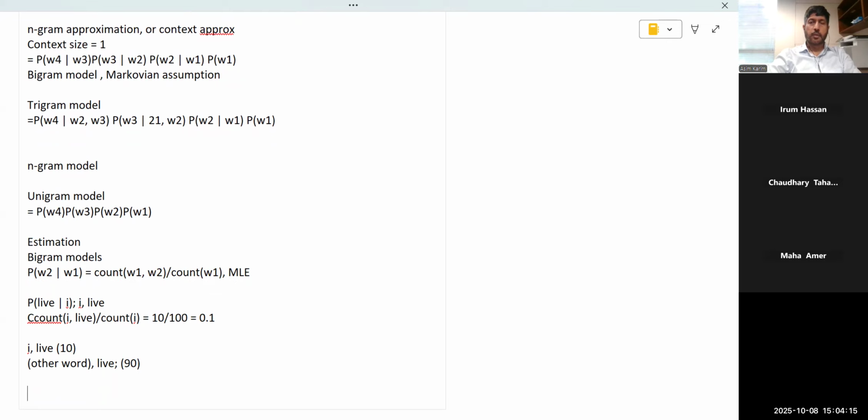Given a large corpus, you can thus estimate all these conditional probabilities. If you think in terms of a Markov chain, these are transition probabilities. What is the probability that you transition from I to live? So this is also called a transition probability in the context of a Markov chain. Or in other words, what is the probability that live would come after the word I? Where this I, live, and all other words in the vocabulary are the states of the Markov chain.